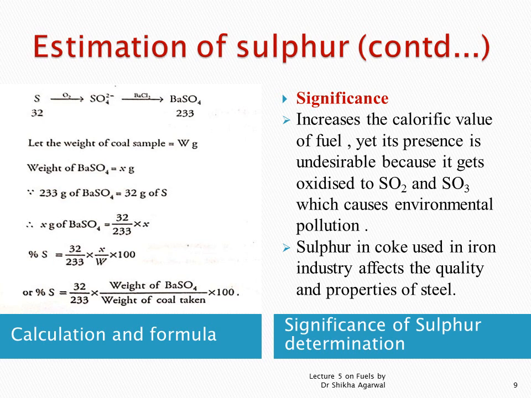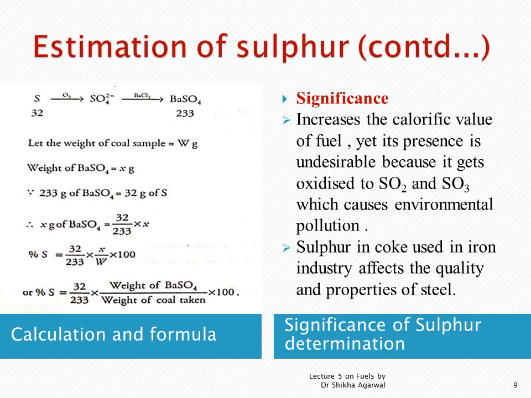Suppose the weight of the coal sample was W gram and the weight of barium sulfate formed was X gram. The molecular weight of barium sulfate is 233 grams. So 233 gram of barium sulfate contains 32 grams of sulfur. So X gram of barium sulfate will contain 32/233 times X gram. Percentage sulfur will be 32/233 times the weight of barium sulfate divided by the weight of coal sample, times 100. By this formula you can find out the percentage of sulfur in the coal sample.